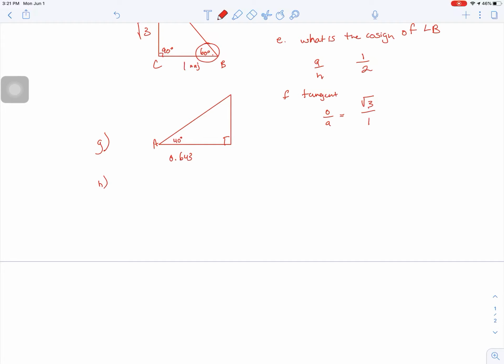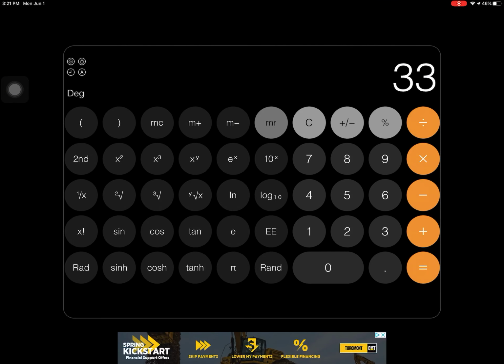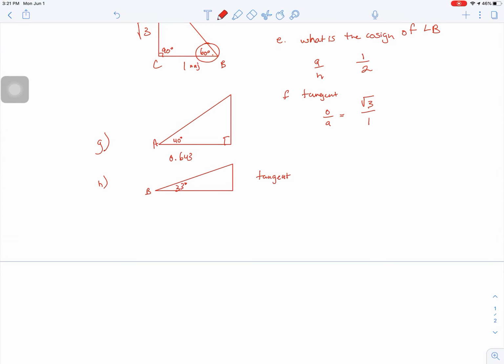H, you can try this on your calculator on your own. So we have another one of these triangles. And this one's 33 degrees. And this is B, and it says, what is the tangent? Same thing. Go to your calculator. 33 tangent, and you get 0.649.